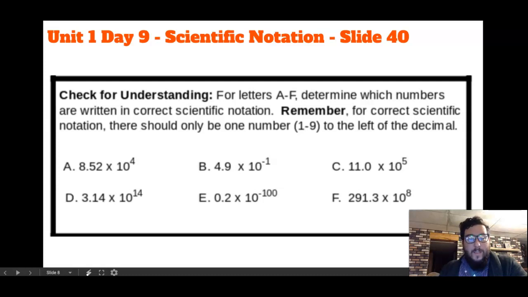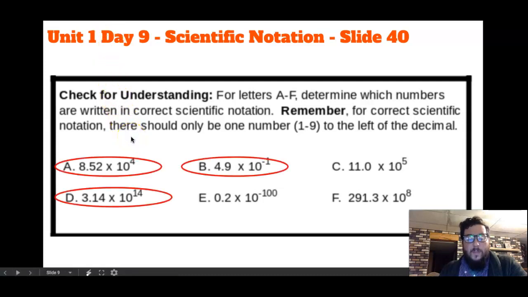Okay, let's take a look at which one of these are actually correct scientific notation. That would be letters A, B, and D. If we look at each of those, there is only one number between 1 and 9 to the left of that decimal. Here it's the 8, here it's the 4, and here it's the 3. C doesn't work because there's two numbers to the left of the decimal. F doesn't work because there are three numbers to the left of the decimal. And E doesn't work because that's a 0 to the left of the decimal. It has to be between 1 and 9. Okay?